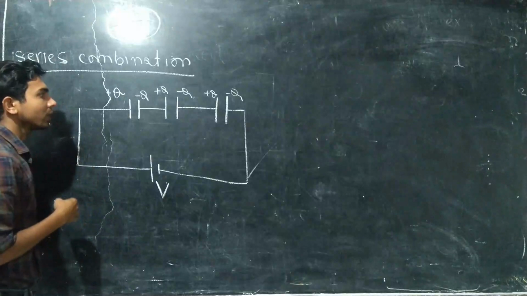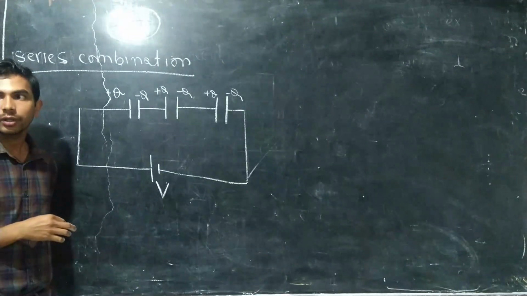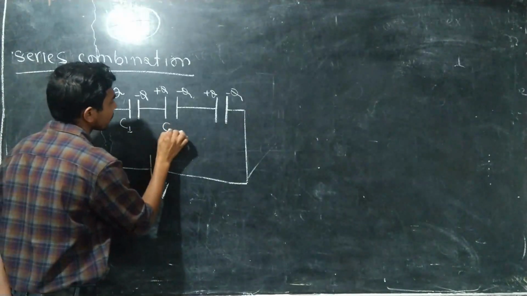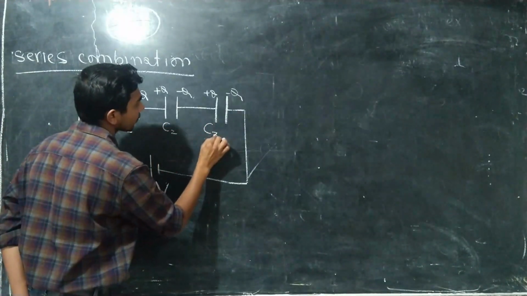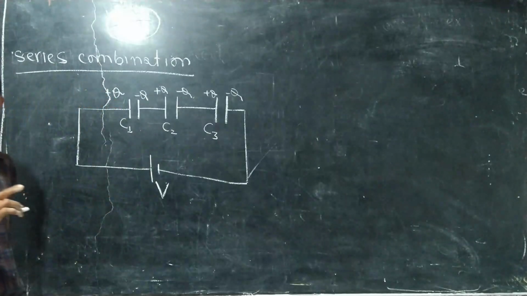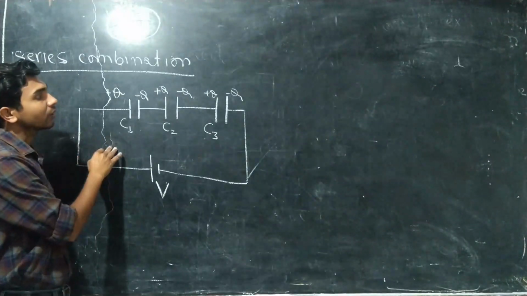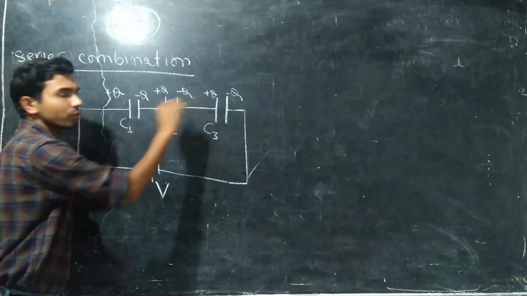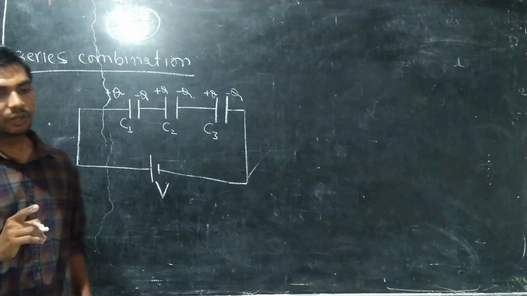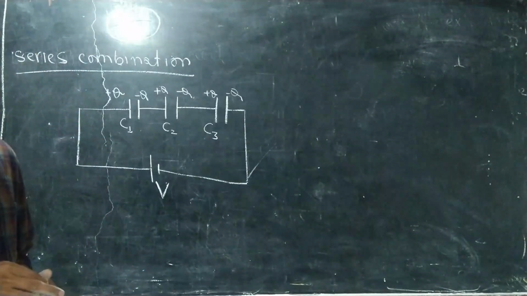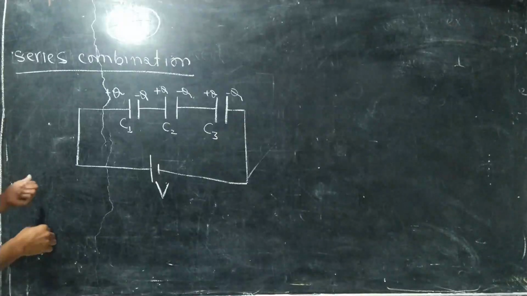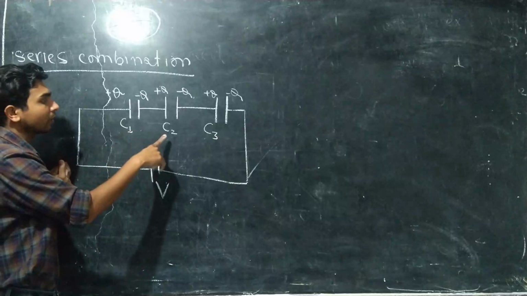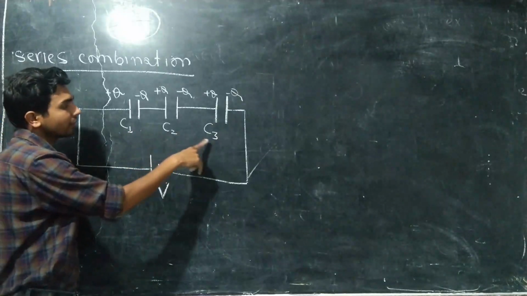So as you can see, charges now appear on the capacitors, right? Suppose this capacitor has capacitance C1, this capacitor has capacitance C2, and this capacitor has capacitance C3. This is your series combination. In a series combination, you can see the charge on each capacitor is Q. So in a series combination, the charge on each capacitor will be the same, right?